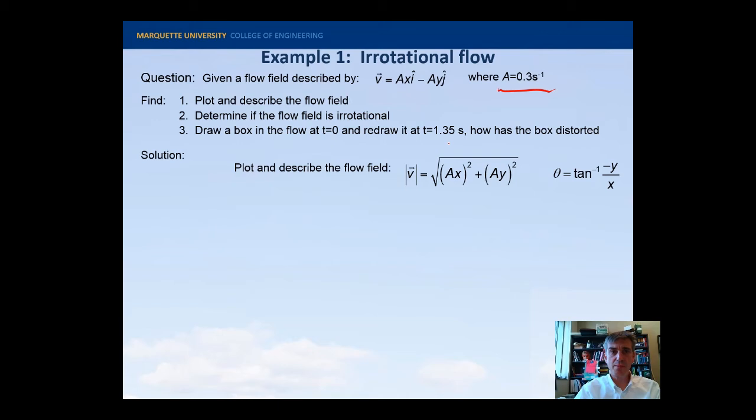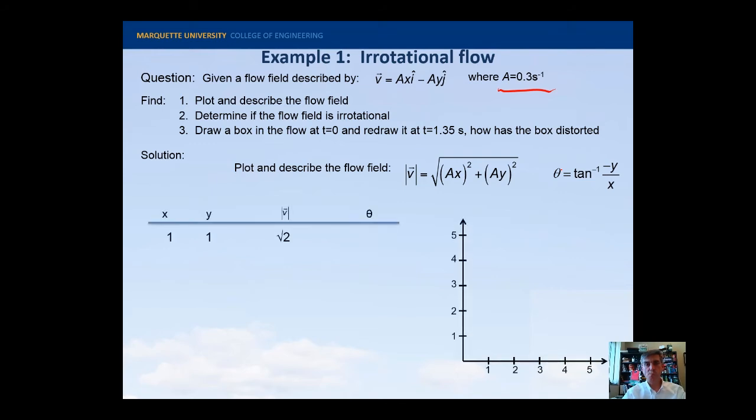All right, so let's start by plotting the flow field. First off, we will find the magnitude of the velocity by the vector sum, and we'll also find the angle theta by simple geometry. I will plot various points at the xy location and calculate the magnitude of the velocity and the angle that this vector makes with respect to the xy coordinate system. So here are several points.